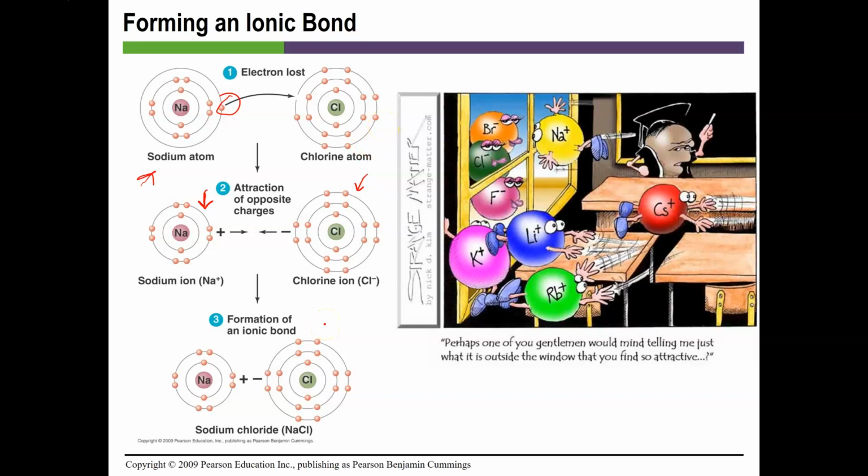The chlorine ion is negatively charged. The sodium ion is positively charged. These opposite charges attract and they form an ionic bond. This is the basis of an ionic bond, the attraction of cations and anions to each other.